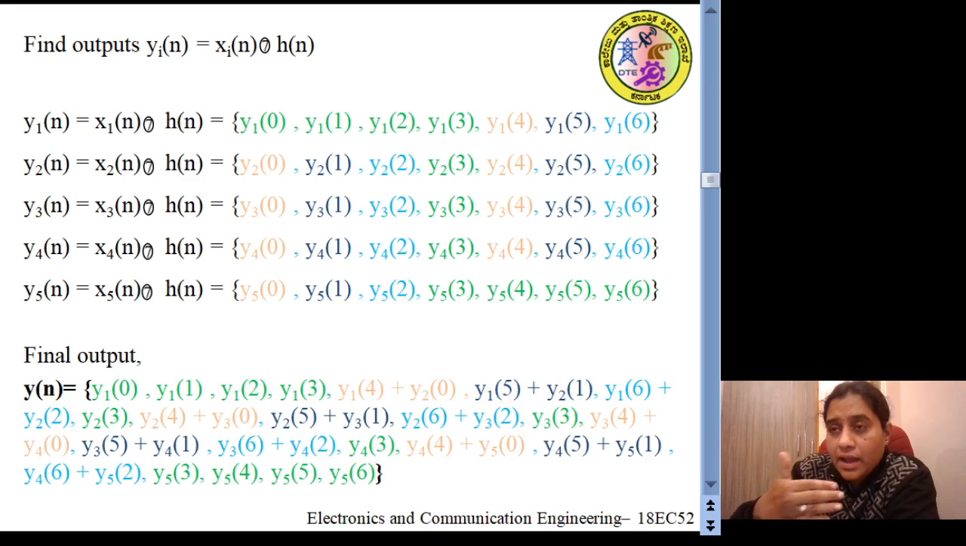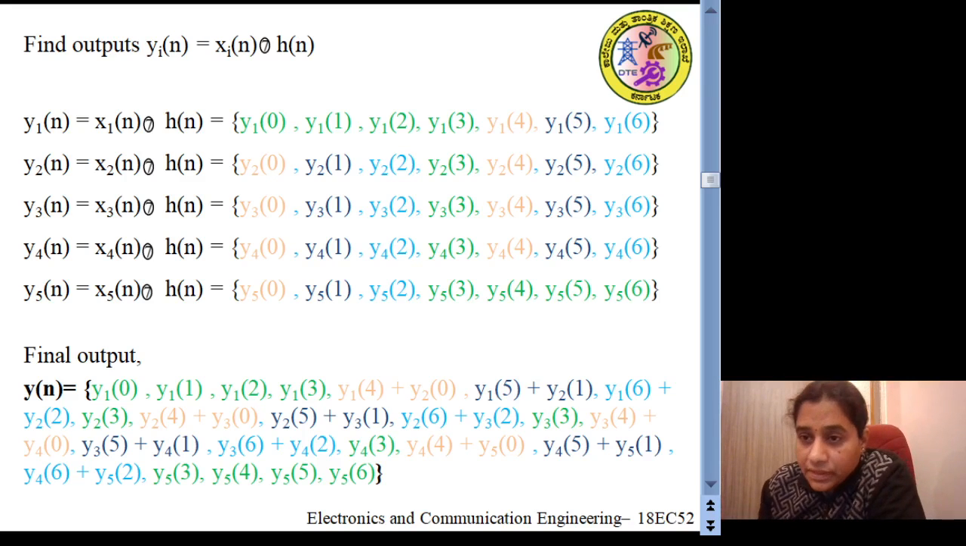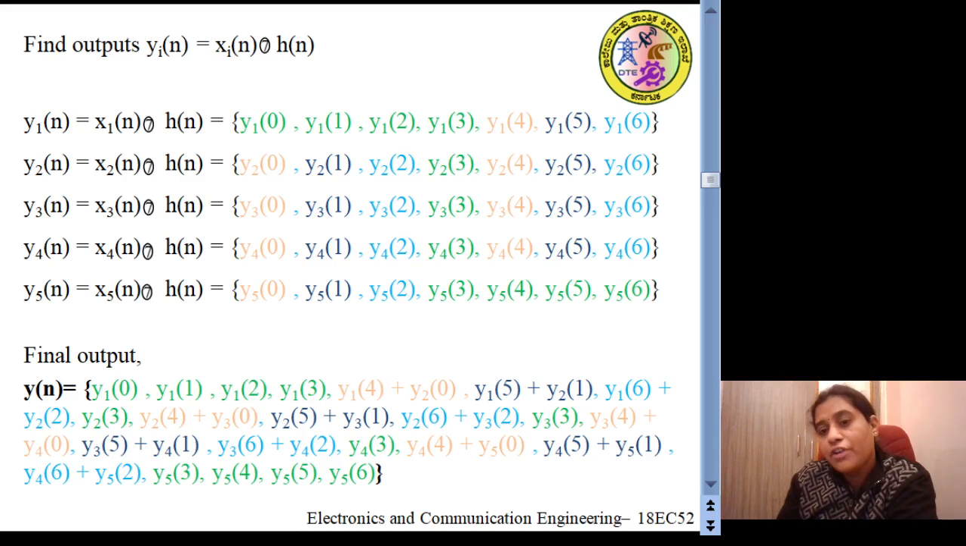That means the last M minus 1 samples of the first block are added with the first M minus 1 samples of the next block. So this saffron colored sample is added with the saffron colored value of the next block. The blue color sample is added with the blue color value of the next block. The cyan colored sample is added with the cyan color of the next block. See, y1 of 4 plus y2 of 0, y1 of 5 plus y2 of 1, and y1 of 6 plus y2 of 2.